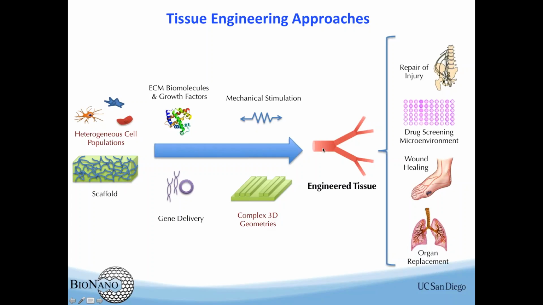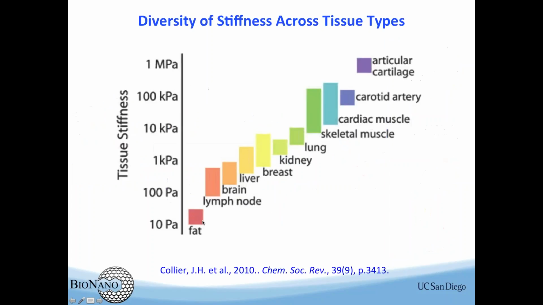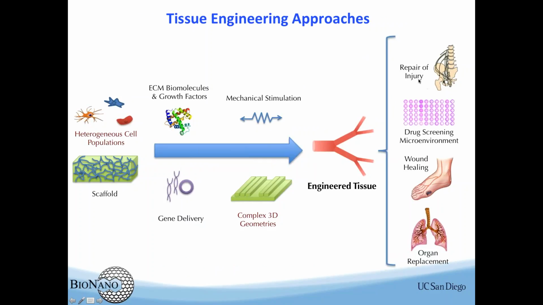And then, in order to have a functional tissue, you do need more than just cells and a scaffold. You need all these different functionalities to support the growth. For instance, mechanical stimulation, electrical stimulation, structure support, extracellular matrix molecules, growth factors, and even gene delivery. So with these, you could possibly create this engineered tissue for repair, for regeneration, for wound healing, and also for drug screening. Okay.